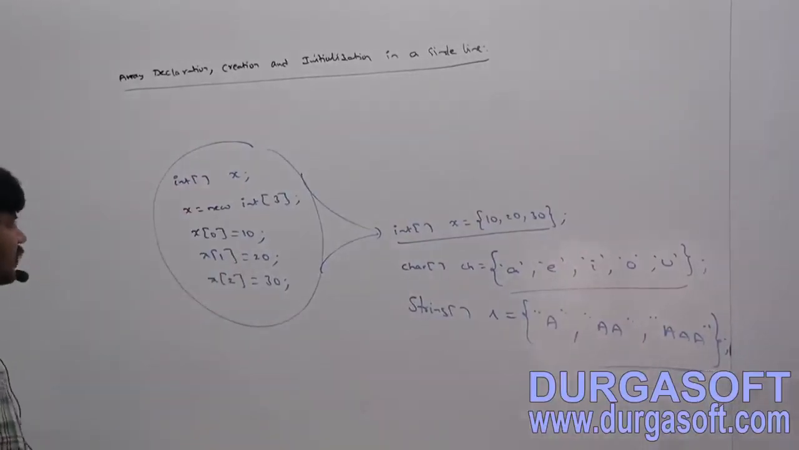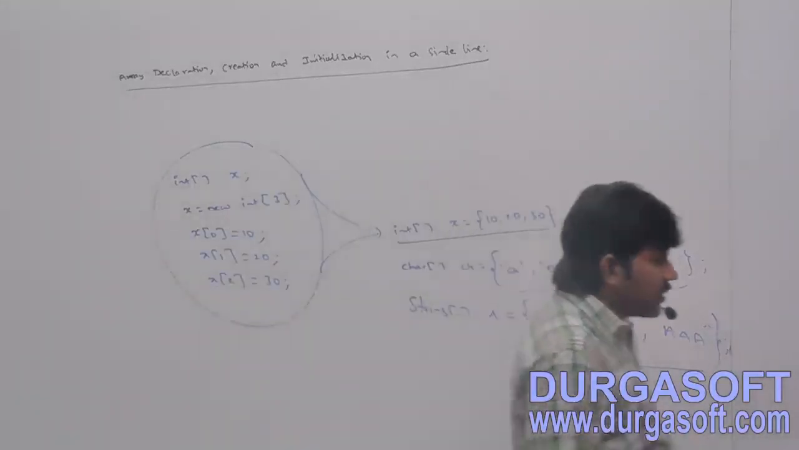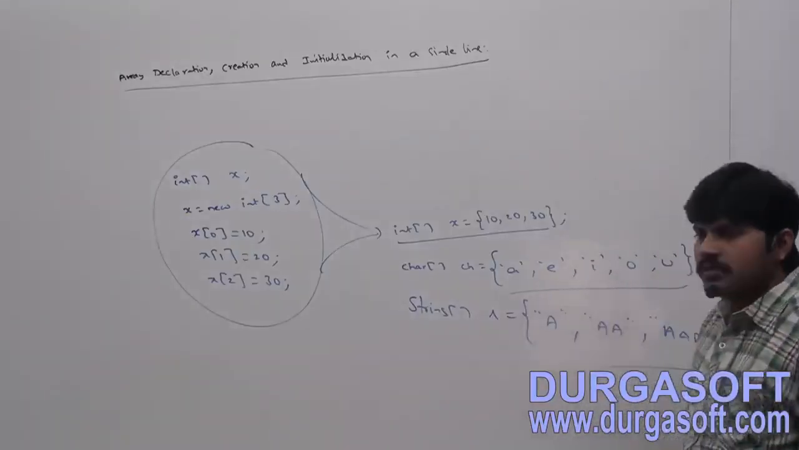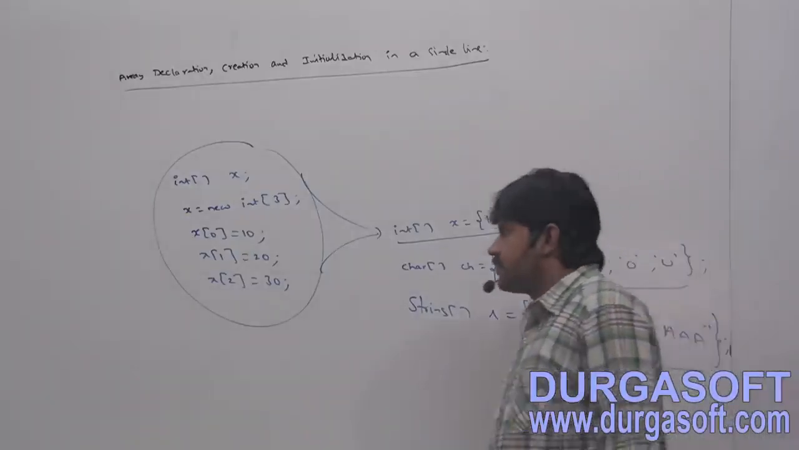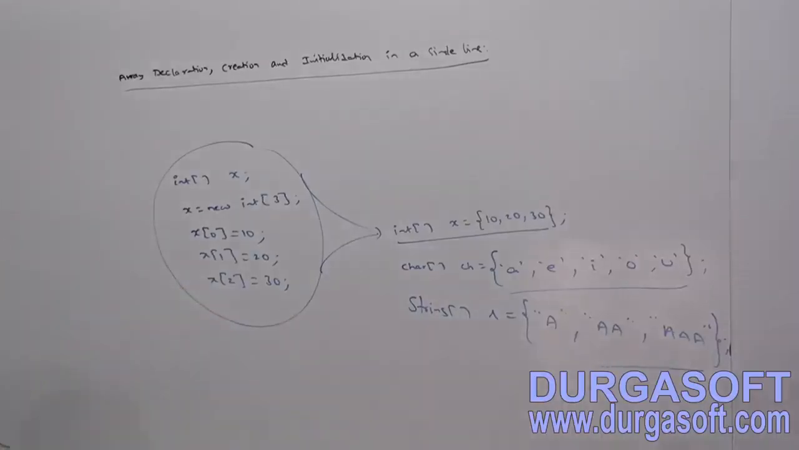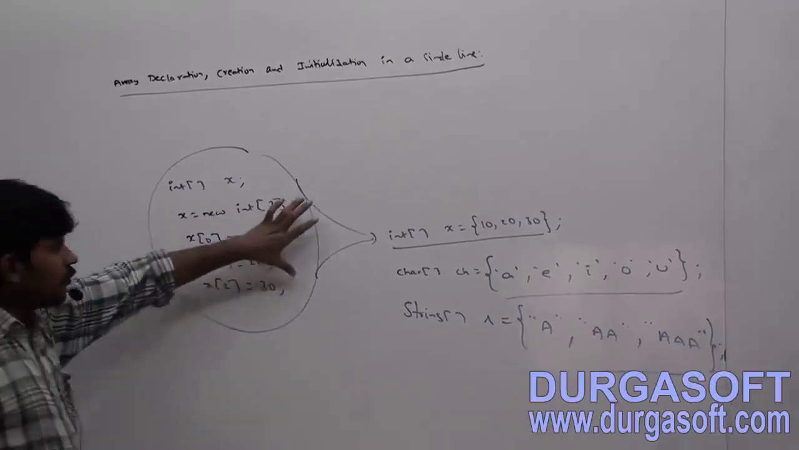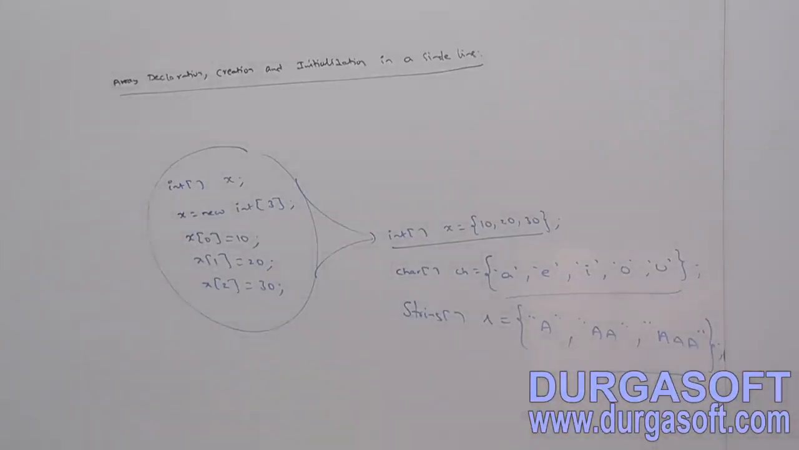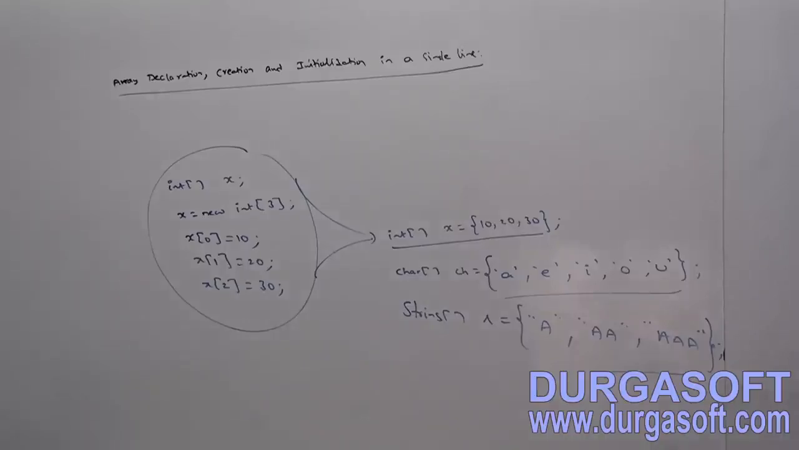Int array x, next x is equal to new int array of 3. X of 0 is equal to 10, x of 1 is equal to 20, x of 2 is equal to 30. You know this whole thing. So we can write only one line: int array x is equal to 10, 20, 30.